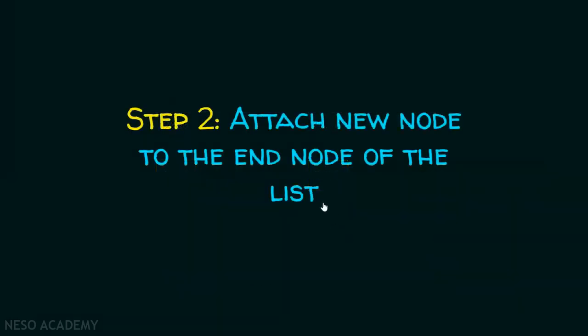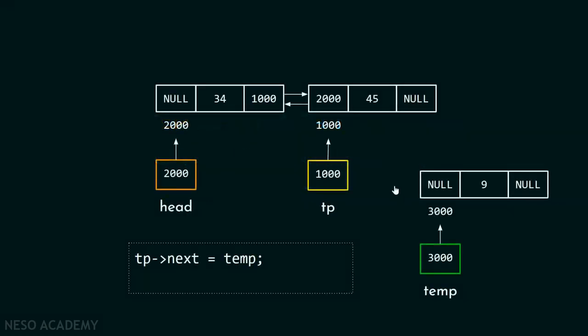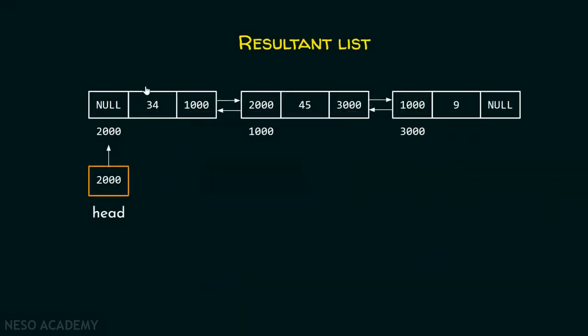After this step, of course, we need to attach a new node to the end node of the list. And that's what we are doing here. We'll first update the next part of this node so that it can point to this particular node, right? For this purpose, we'll add this line of code, that is TP next equal to temp. It will put this particular address, that is 3000, over here. And that's what we want. After this, we will add this line of code, that is temp prev equal to TP, so that we can update the prev part of this node. And now it is pointing to this particular node. And that's it. And this is how the resultant linked list looks like, right?